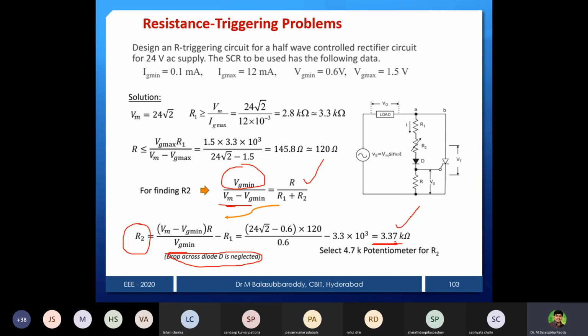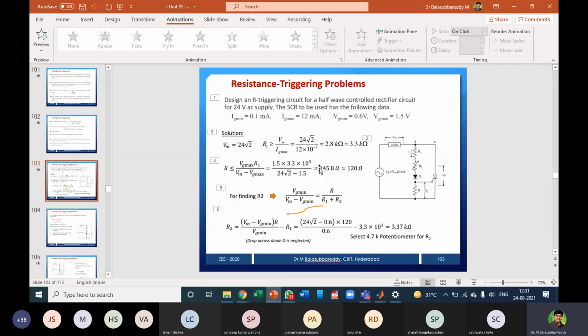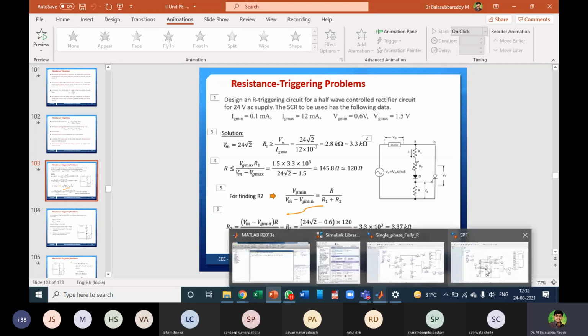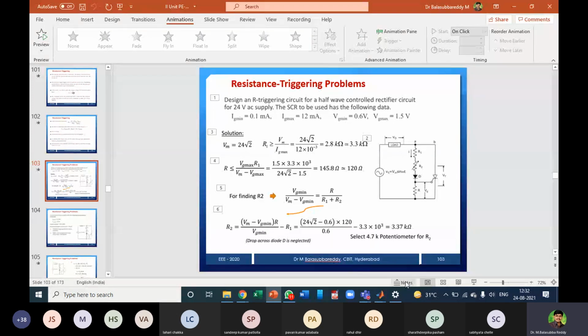These are some of the formulas we can mention, and in the next class we'll see RC triggering, UJT triggering and ramp triggering methods, and then that is one complete topic, the triggering circuits of an SCR. If you have any doubt, you can ask me. And in the afternoon I will take the lab session. I will open MATLAB, connect, and explain the first experiment. After that you have to practice.